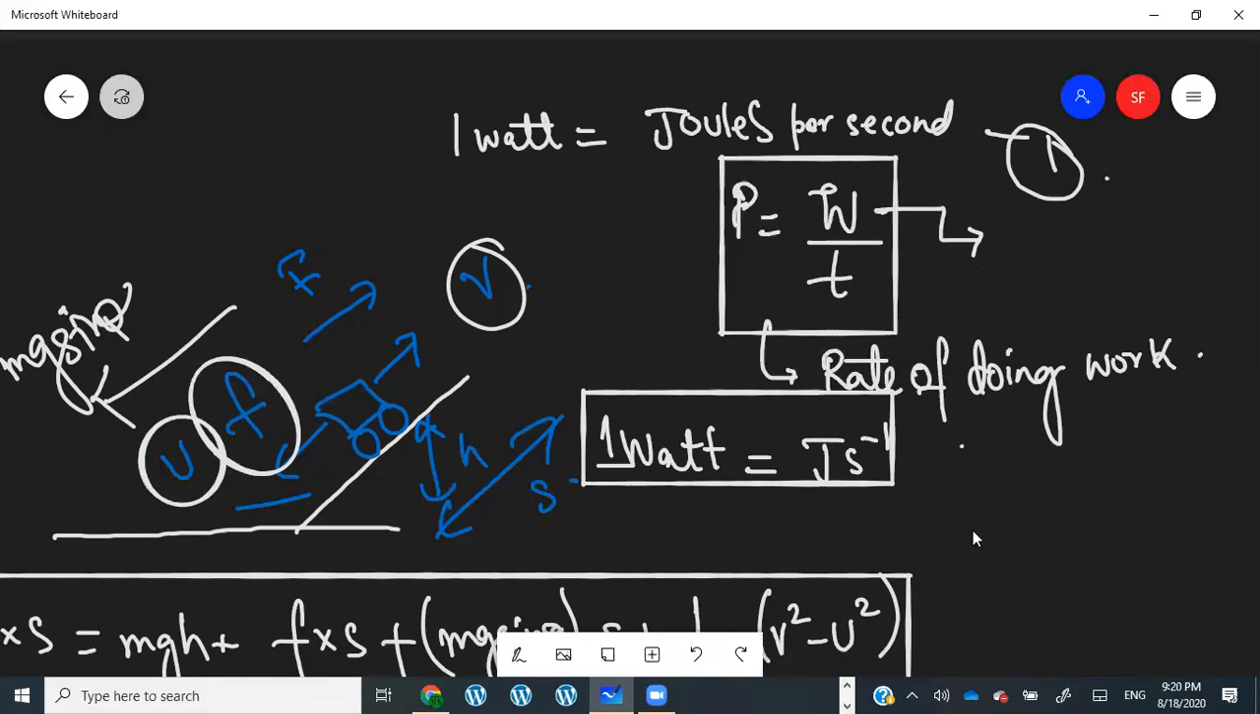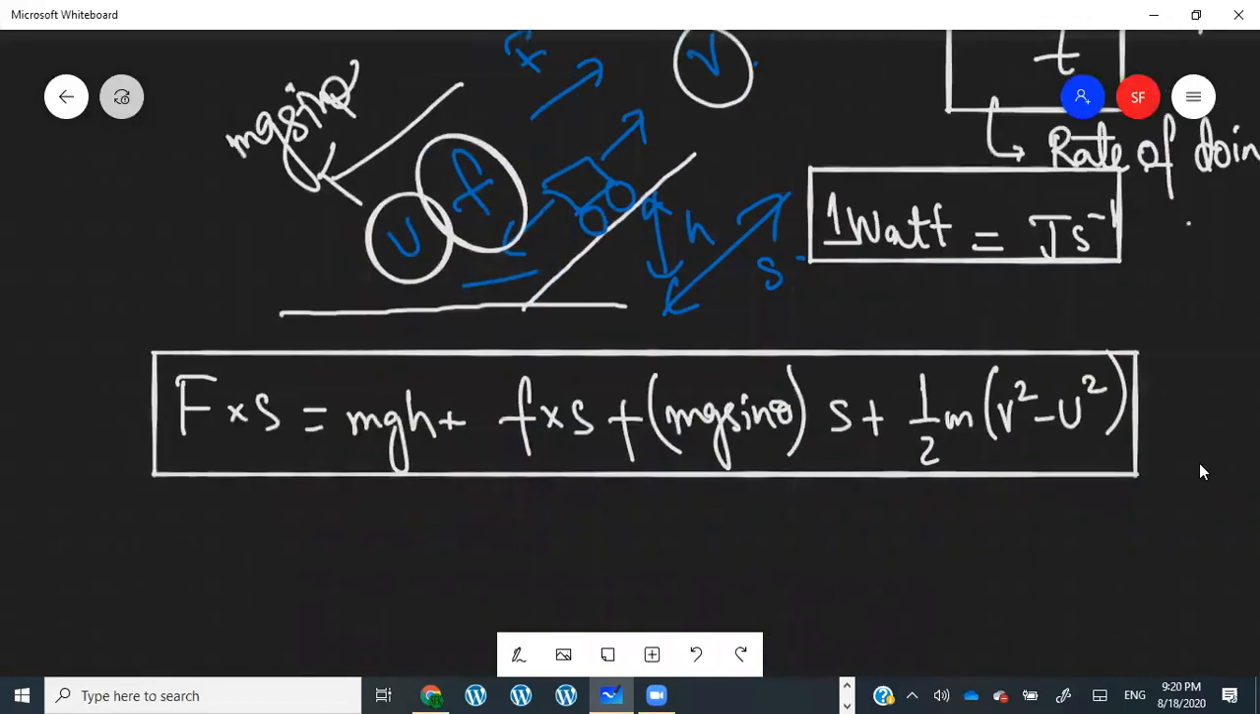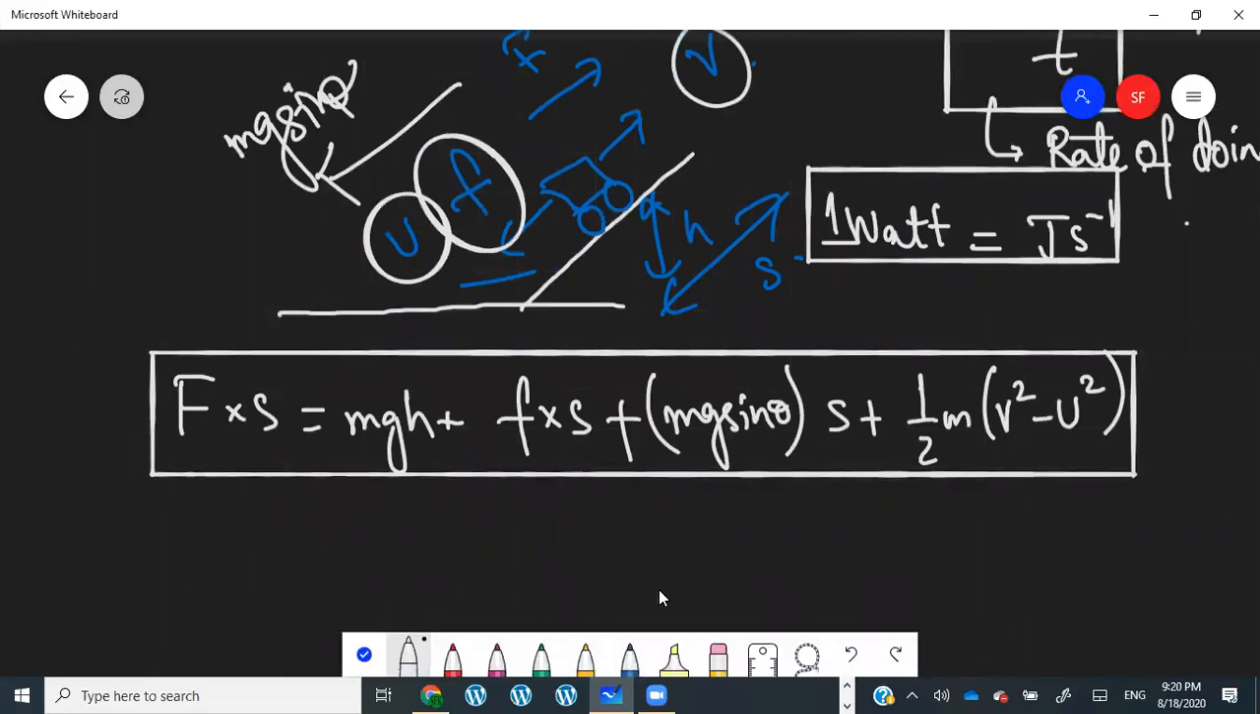Okay, so now power is the rate of doing work. If I were to ask you to write down the equation in terms of power conversions, all you need to do is just divide each component by time, and you'll get the entire expression in terms of power.